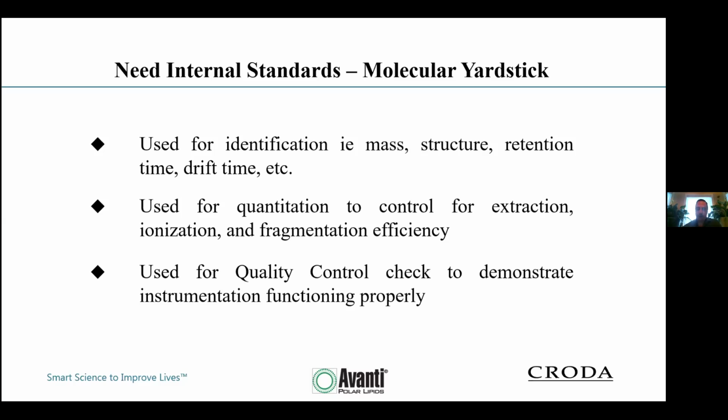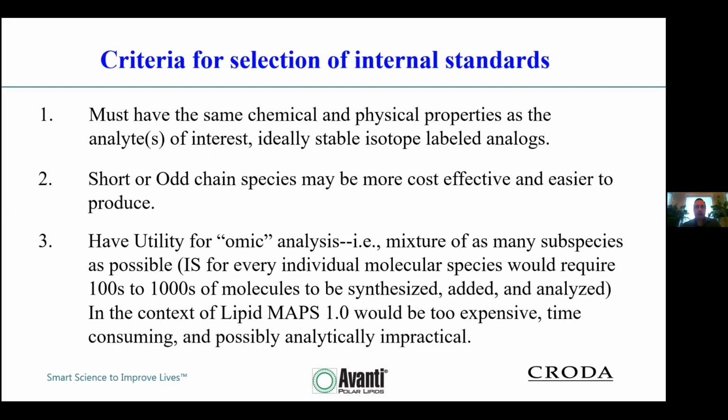And so we know to stop and check and see what's happening. And so as we sat down and discussed what we wanted for our internal standards, we came up with several criteria. And it was mentioned earlier, what you want is the internal standard to have the same chemical and physical properties as your analyte of interest. Ideally, this will be stable isotope labeled analogs, right? So that way they would co-elute or co-ionize.